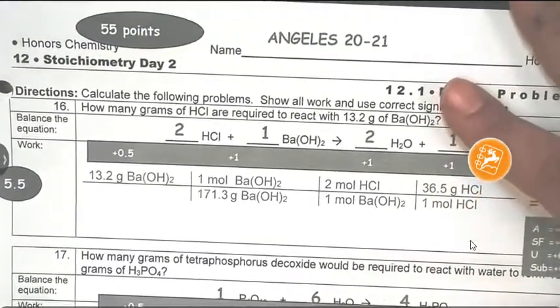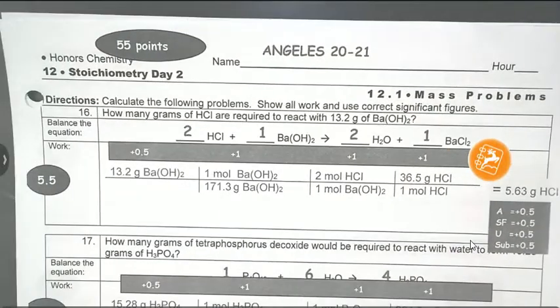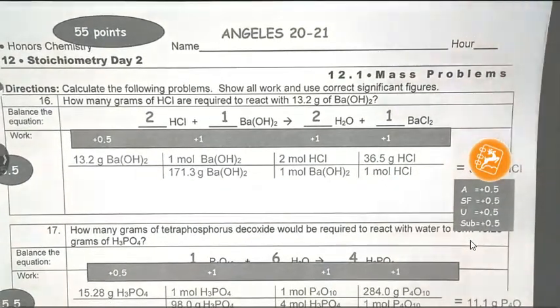Now we're going to look at day 2. So 12-2. It's out of 55 points. Remember, all these problems can be done because we have a balanced equation. You have to have a balanced equation each time. We took the time to balance in our packet. That's making it easier for each one.